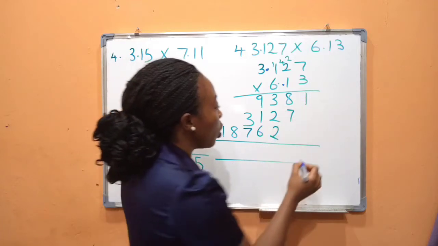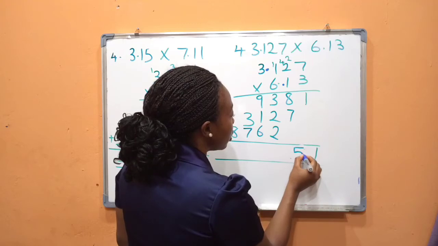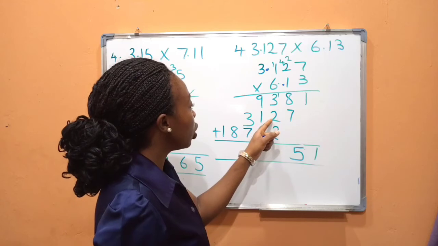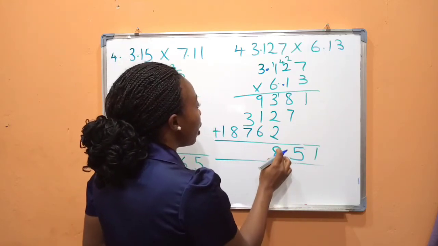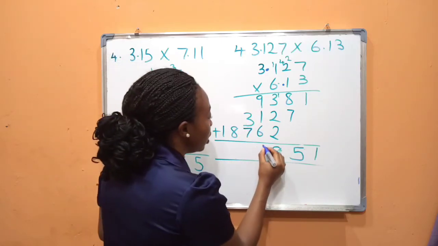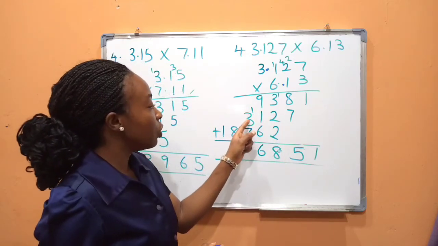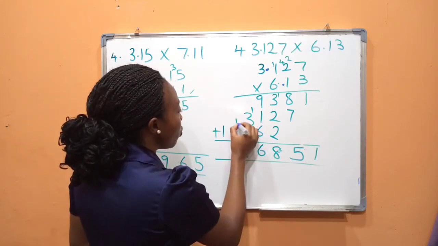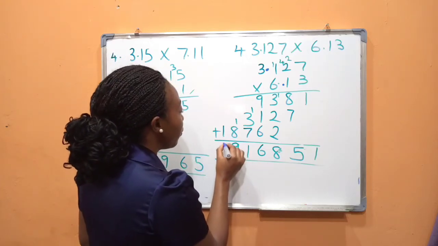So we are going to have 1. 8 plus 7 gives us 15. We carry 1. Then 1 plus 3 gives us 4, plus 2 gives us 6, and plus 2 gives us 8. So we are going to have 9 plus 1 gives us 10, plus 6 gives us 16, so we're going to write 6 and carry 1. 1 plus 3 gives us 4, 4 plus 7 gives us 11, so we're going to write 1 and carry 1. 1 plus 8 gives us 9, and then we write 1.